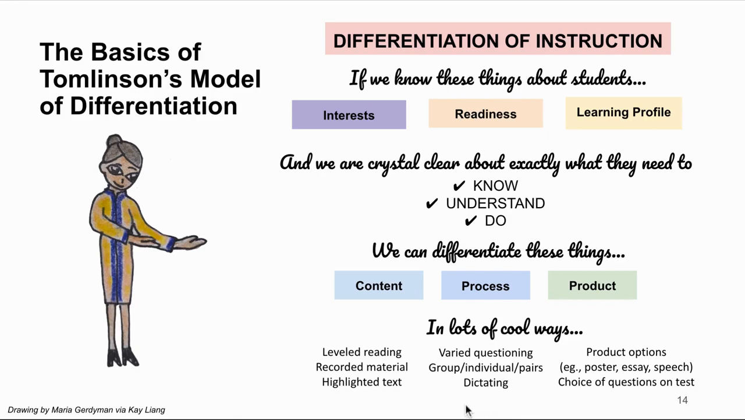Or we could allow them to, instead of writing an assignment, let's say, dictate it. And so here we think of all of the assistive technology that we know so much about now. And then we can also differentiate the type of product that we're having them output. So maybe one group is going to work on a poster, another group's going to produce an essay, another group's really jazzed about public speaking and they're going to work on a speech.